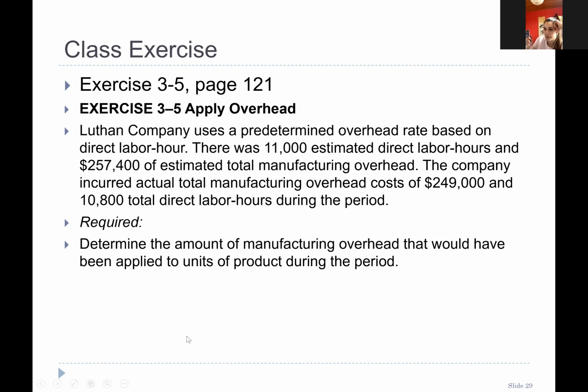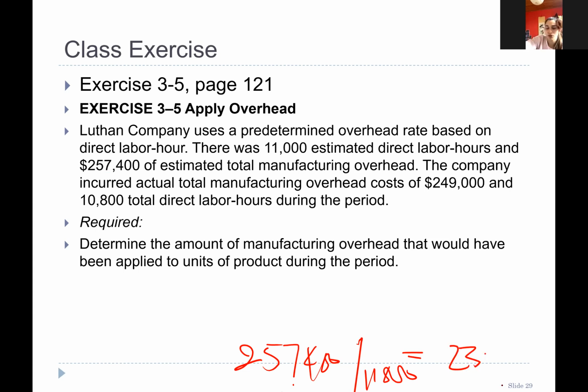So what is your predetermined overhead rate? That would be 257,400 divided by 11,000. What is the answer? 23.4. Right? You multiply it by 10,800. The answer would be 252,720. Well done.